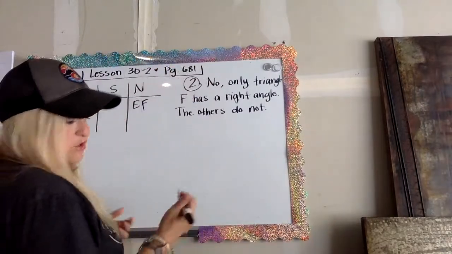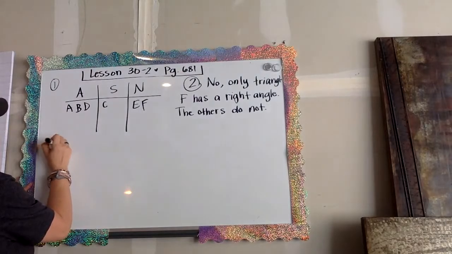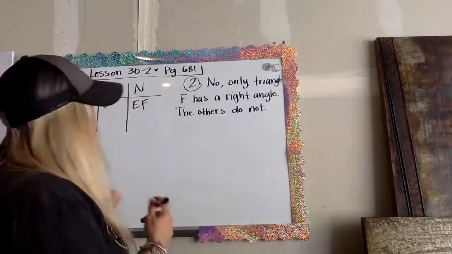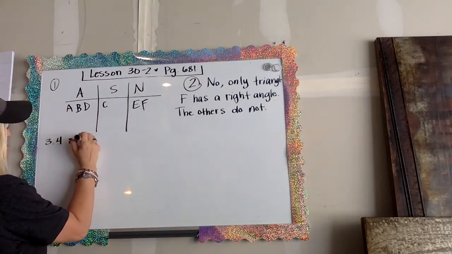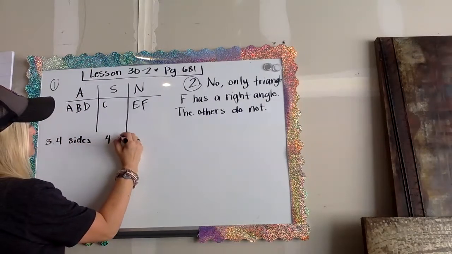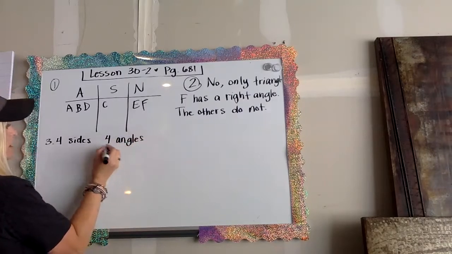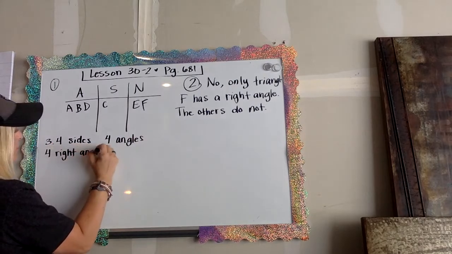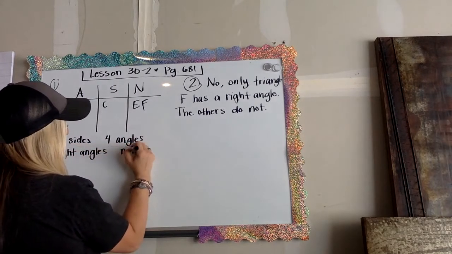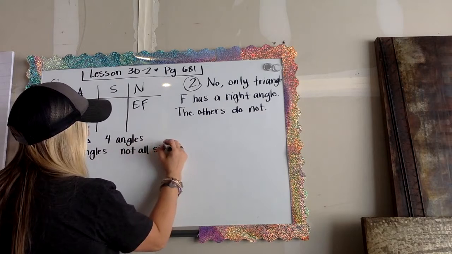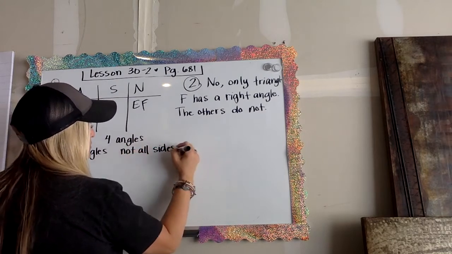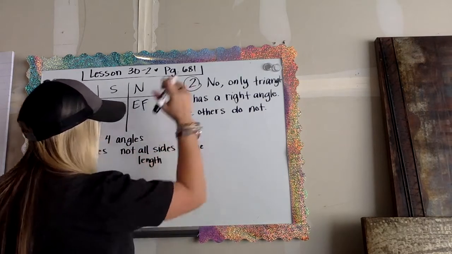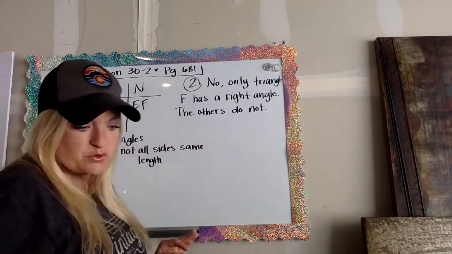So for number 3, we're focusing just on quadrilateral A, which is a rectangle. So we're going to say it has 4 sides, 4 angles. Of those 4 angles, 4 are right angles. And then we'll say not all sides are the same length. 2 and 2 are the same. So those are the ways we would describe that.